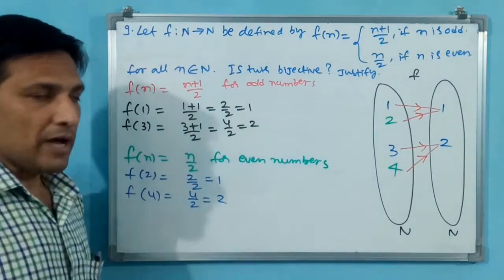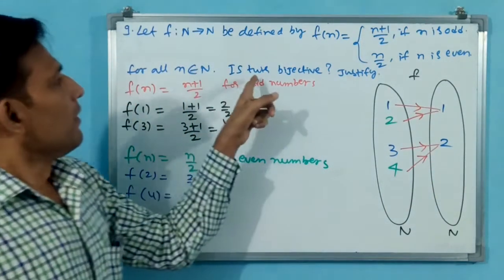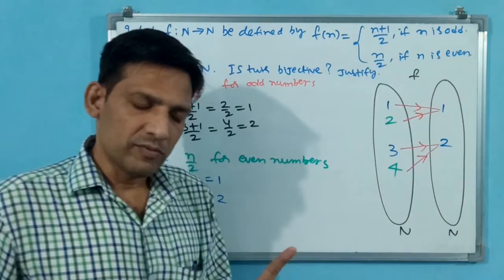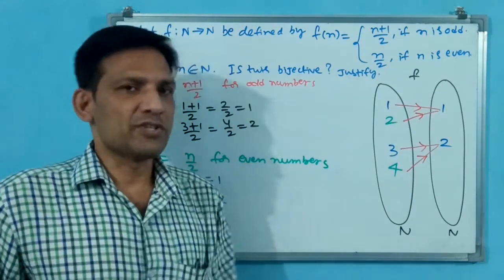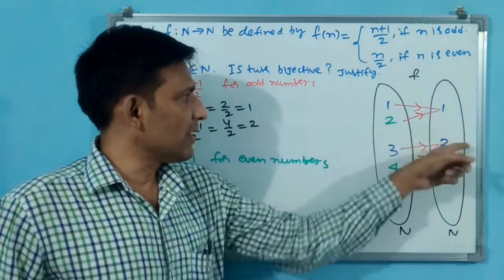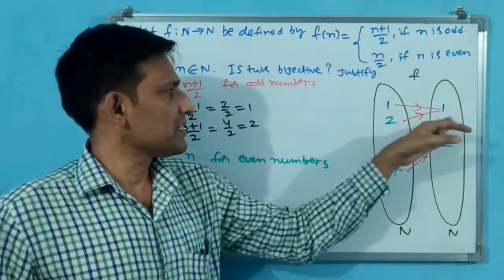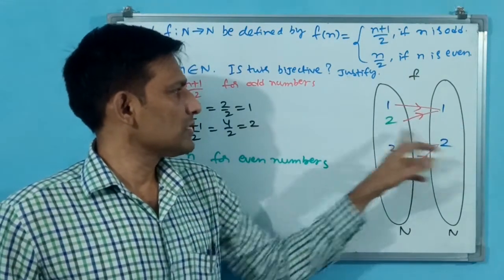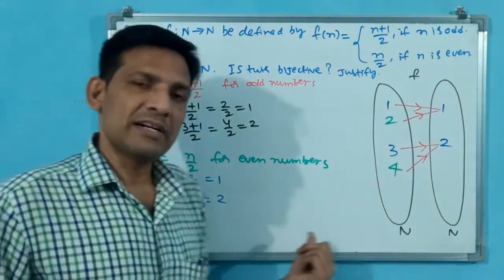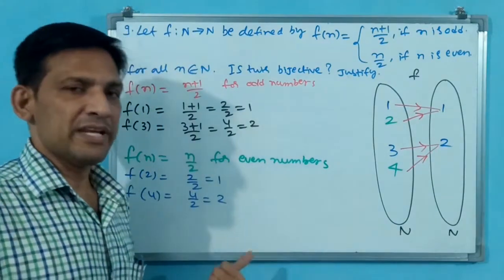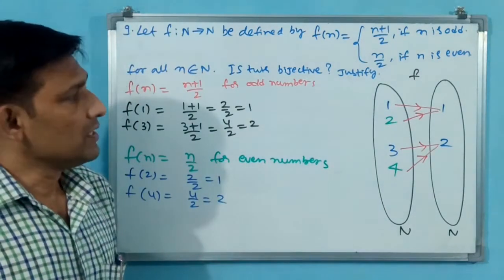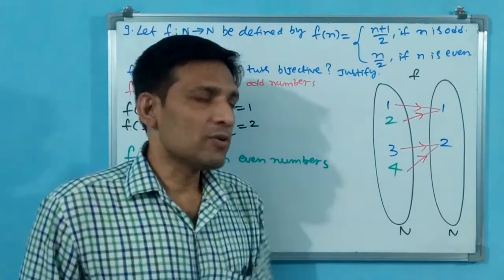Now you stop and see. He is asking, is this bijective? For bijective it should be injective and surjective both. That means 1-1 and onto. But this is not 1-1. Why? Because it is many-one. Each image is having 2 pre-images. 1 is having 1 and 2, 2 is having 3 and 4. Here itself we can stop. We can say that this is not bijective as this function is many-one function, because 1 has 1 and 2 as pre-images.